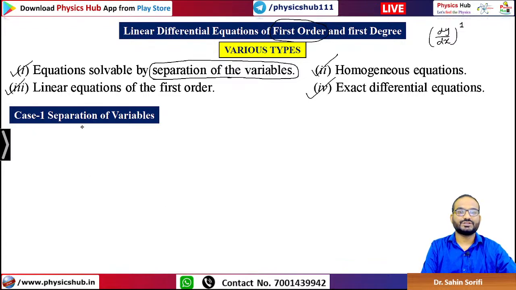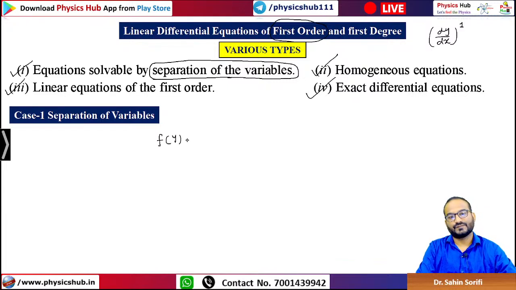Firstly, the case of separation of variables. The name itself reveals its nature. Here we will separate the variables. Here we have dependent variables and independent variables. So f of y dy, so y related terms we are keeping aside, and x related terms will keep aside. Okay, so initially let us say you are given dy/dx equals phi of x by f of y, and you have separated it in this way. So this one you can do easily.